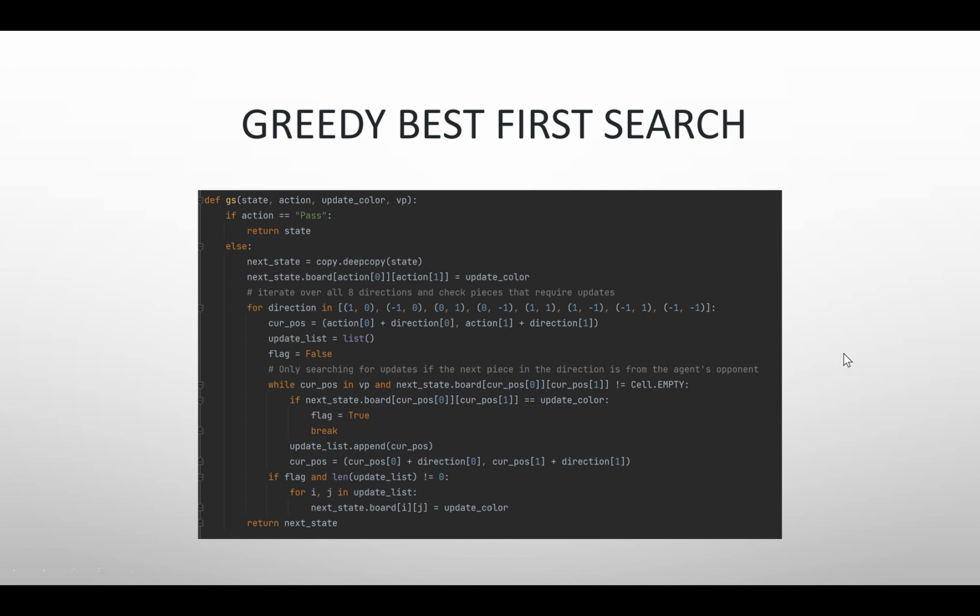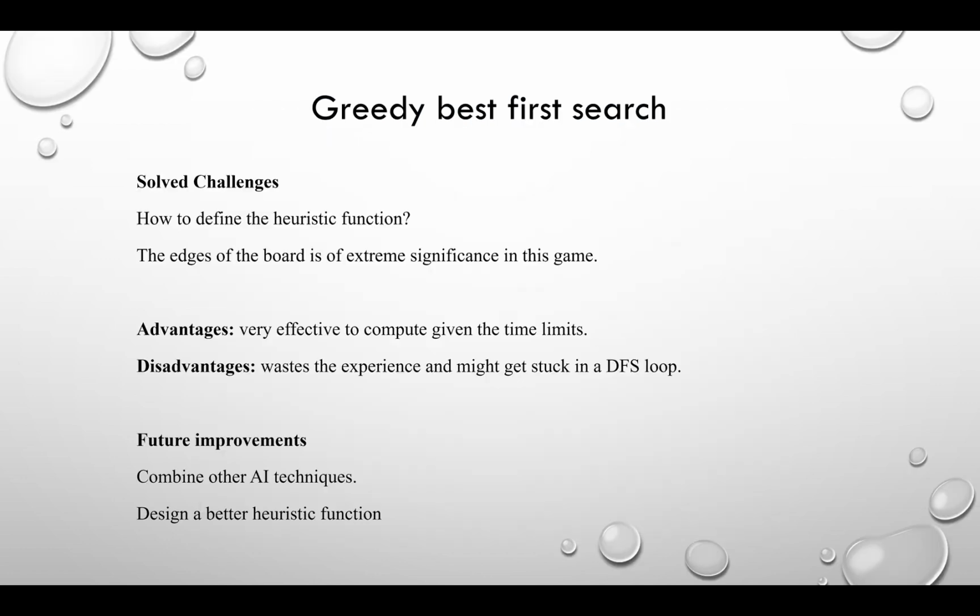Here is our code. Actions that change color along the edges of the board are highly rated by the heuristic function, and our goal is to turn the opponent's color into ours as much as possible. For greedy best-first search, the main challenge comes from how to define the heuristic function.